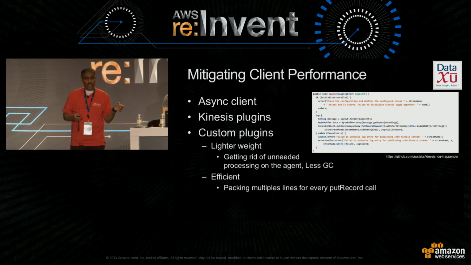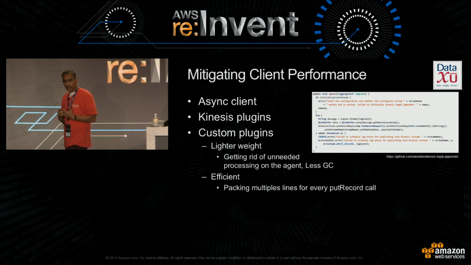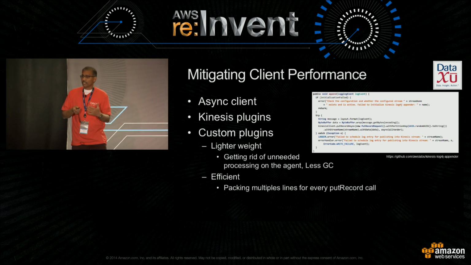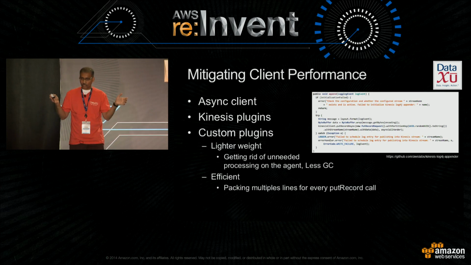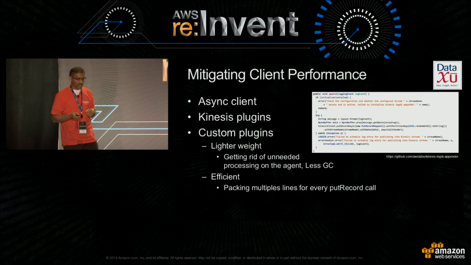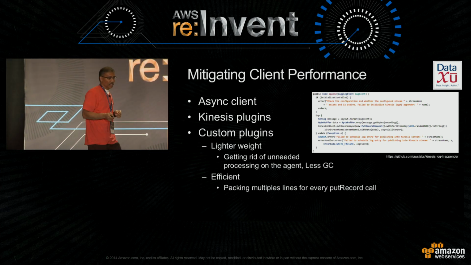By the way, along the way, we also improved a lot of garbage collection because this is lightweight. We developed a Flume Kinesis plugin that we simply drop into the Flume that's running on our RTB engine, and that directly sends it to Kinesis without any other hops. So that's how we have addressed our client performance issues.